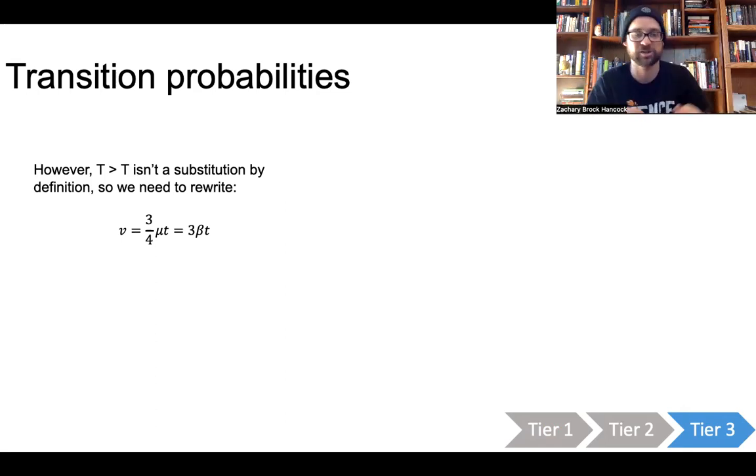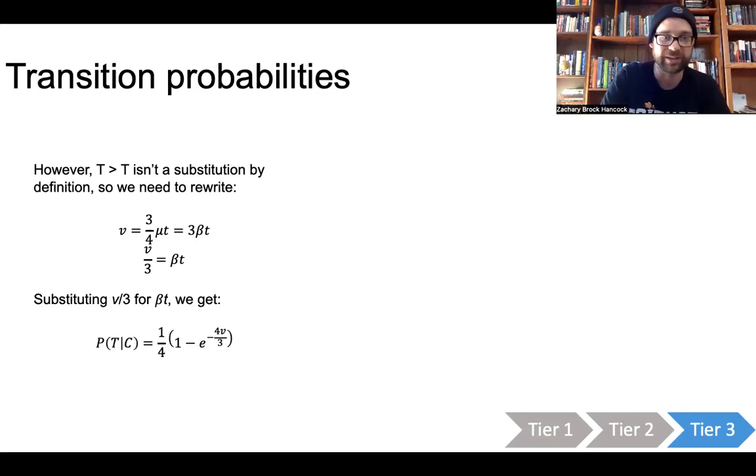That's the T to T change. Therefore, we can rewrite this as 3 times beta T. Rearranging, we get V over 3 equals beta T. Now what we're going to do is replace the beta T in our previous model with just V over 3. Doing that, we then get the actual estimate of the ancestral sequence. This is the real way we would do it.